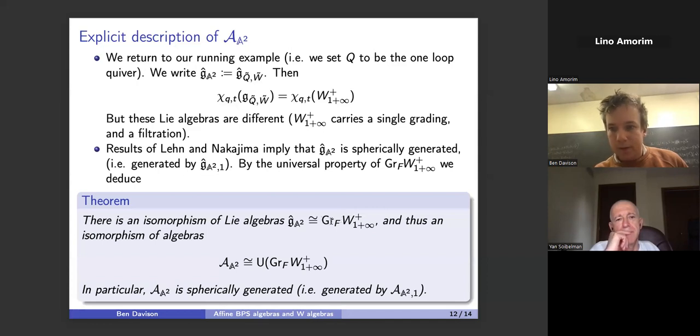So that tells me that I have a morphism from the W algebra into the left-hand side. But then because the left-hand side is spherically generated, it's surjective. And then from previous slides, we have the generating functions are the same.